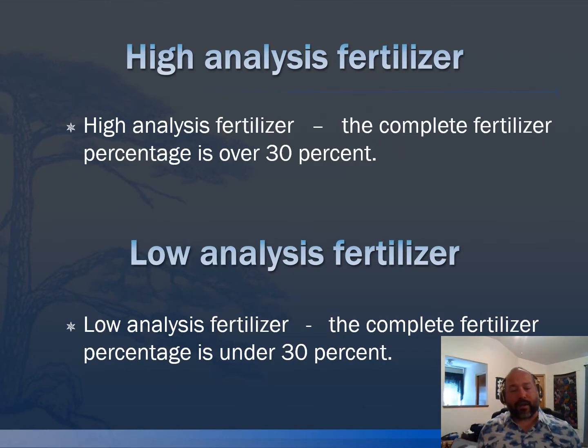We started off with the idea of complete fertilizer. There's also the idea of a high analysis fertilizer and a low analysis fertilizer. If we're looking at a high analysis fertilizer, the complete fertilizer percentage is going to be over 30%. So a 20-10-10 would be 40%, which would be a high analysis fertilizer. A low analysis fertilizer would be like the examples we just saw, like a 10-5-5. That's only 20%, so that would be considered a low analysis fertilizer.